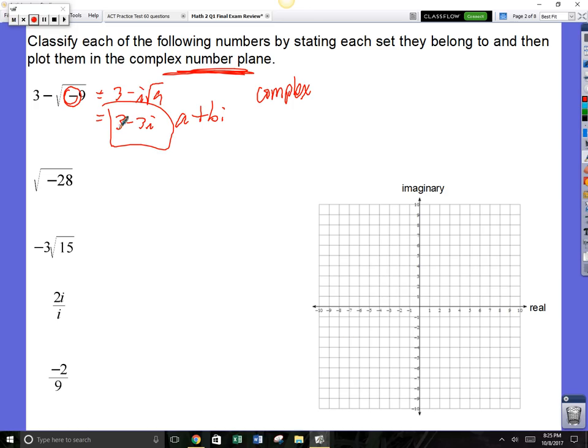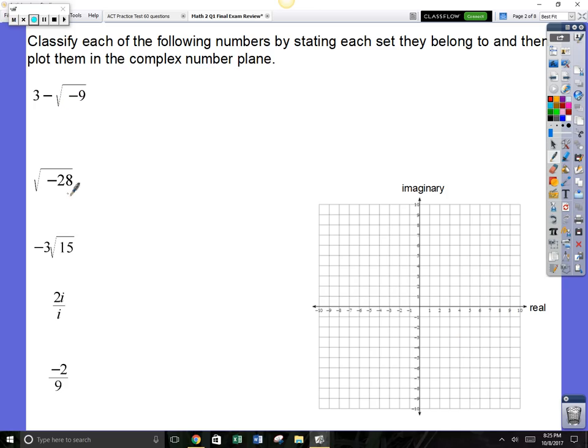So to graph it, the real part, I go over 3, 1, 2, 3, and then I go down 3 imaginaries, 1, 2, 3, and there it is right there. Okay, I'm going to erase every time so I don't get too cluttered.